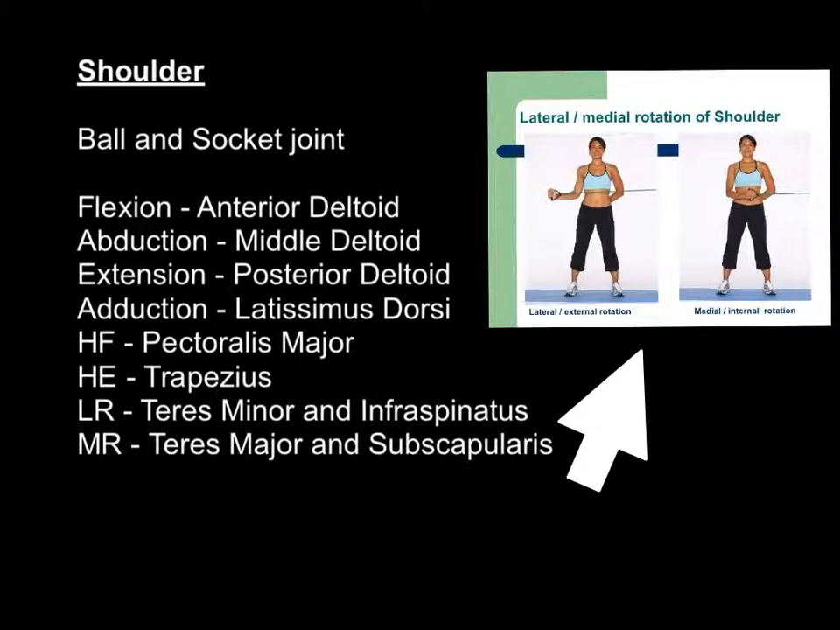And finally, the last two movements at the shoulder that you have to know are lateral rotation and medial rotation, shown here. This is lateral rotation and medial rotation on the right hand side. The muscles responsible for causing lateral rotation are the teres minor and infraspinatus, and the muscles involved for medial rotation, which is the opposite movement shown here, are the teres major and the subscapularis.